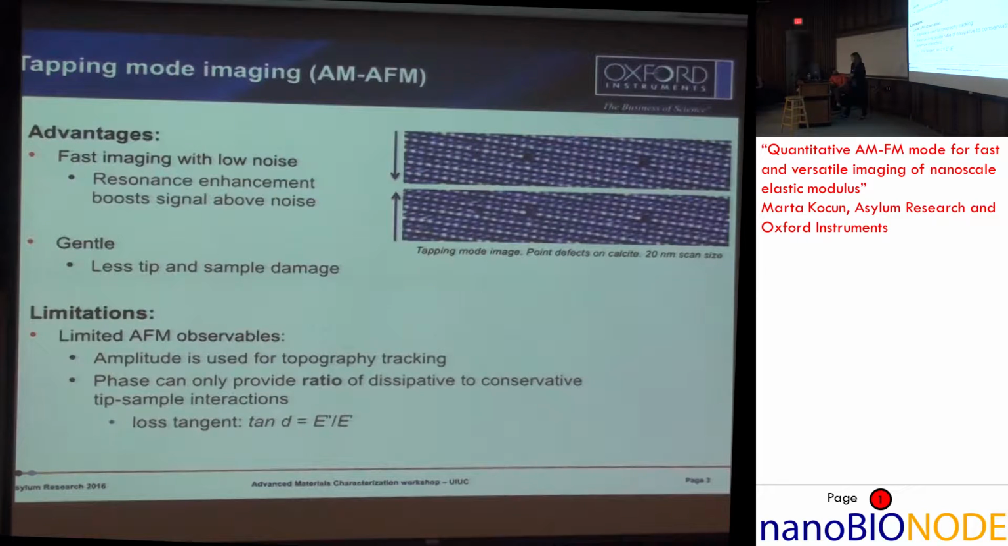All right, so first of all, why are we interested in AM-AFM? It's because it's a tapping mode technique. And tapping mode, from what you heard before, is a technique that has many advantages. One of them is that it's really fast. It's gentle and low noise, so you can get images like the one you've seen this morning of calcite and atomic defects on the calcite while imaging.